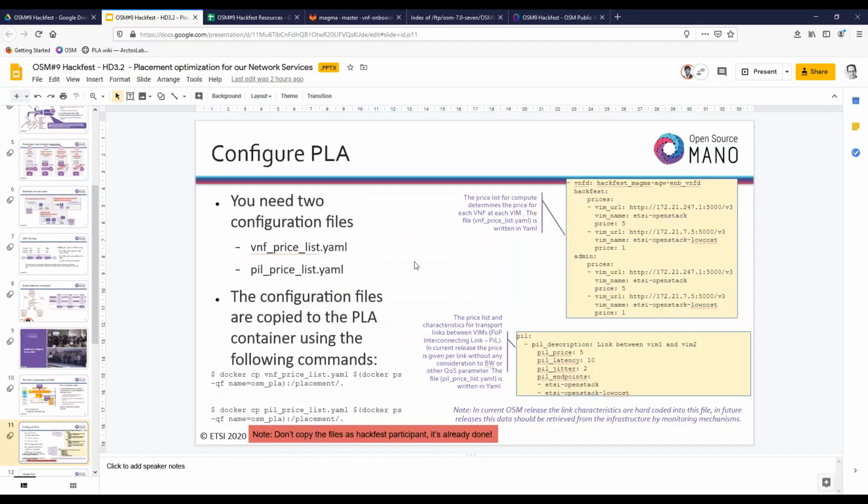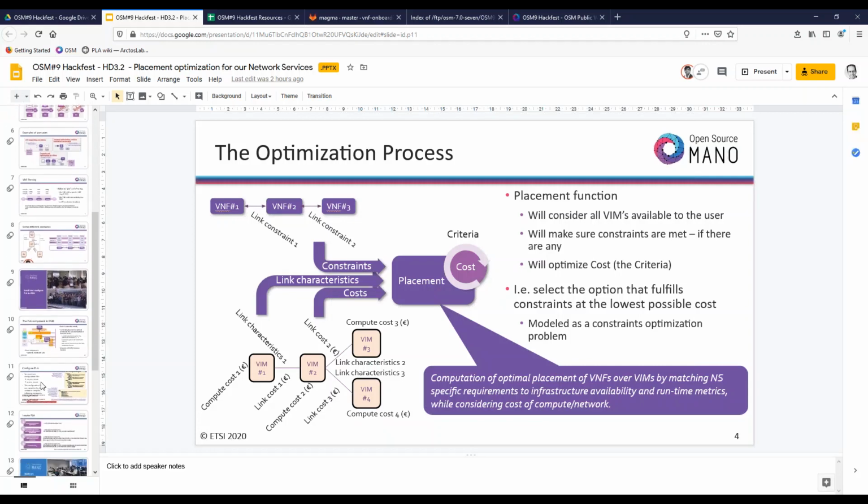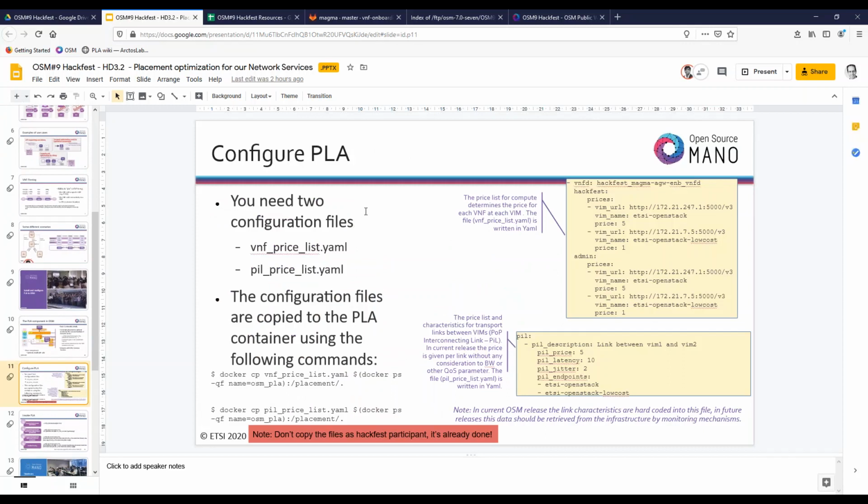Now, in order to get this thing to work, we also need to configure it. And this is a bit basic at the moment for the first release. If we look back to this illustration, we know that we need link characteristics, we know that we need costs, we need to understand the topology, and then eventually we'll need the constraints also. But if we start with this topology and characteristics, there are two different configuration files that we currently use. One is the VNF price list. It's a YAML file, and it determines the price for each VNF at each VIM.